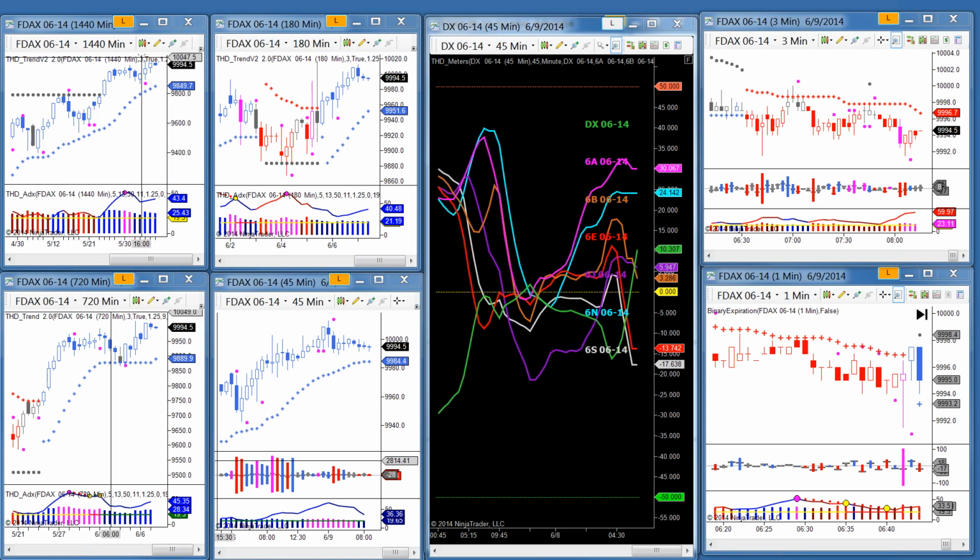Number one, the 1440 is moving up. The ATR is below it, okay? So to me, this is in an uptrend. You go down to the 720, it is still in an uptrend. It's bounced off the ATR. ADX is still going up. So these two time frames are saying that we are in an uptrend on the DAX. When you come down to the 180, you see that it's still below price on the ATR. So to me, this is also still in an uptrend.